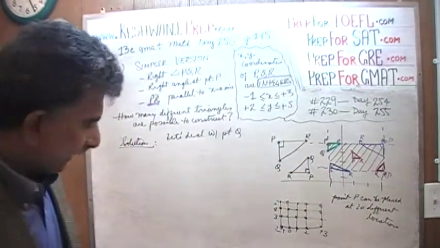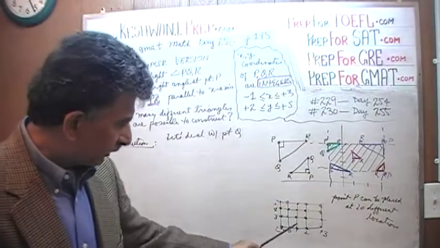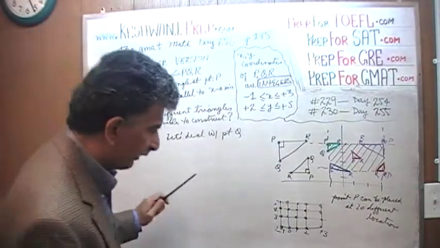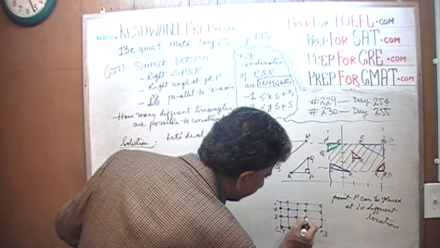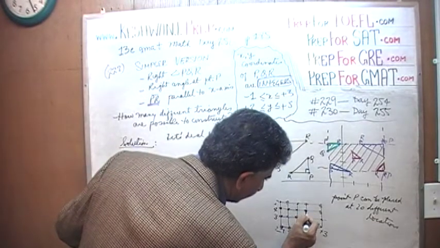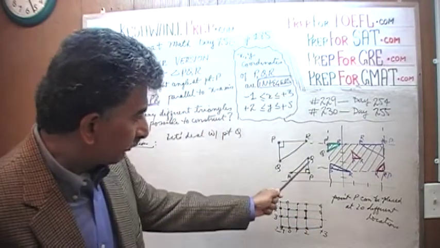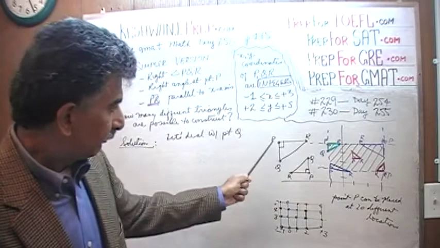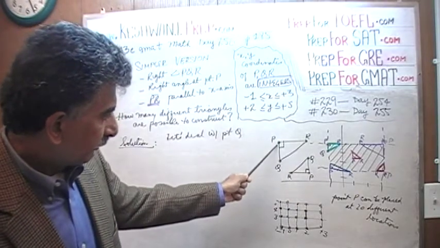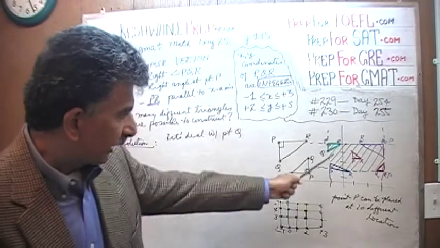The bottom line is that as soon as you fix point P, as soon as you pick one of these 20 choices for point P, for example this one, then the x coordinate of Q is also fixed. Once I fix this point, we have to come straight down, because PQ is parallel to the y-axis.